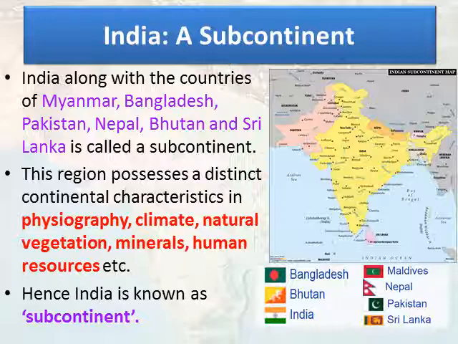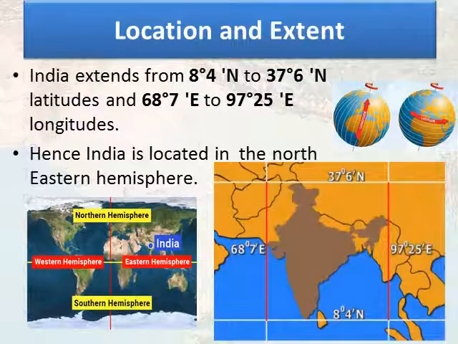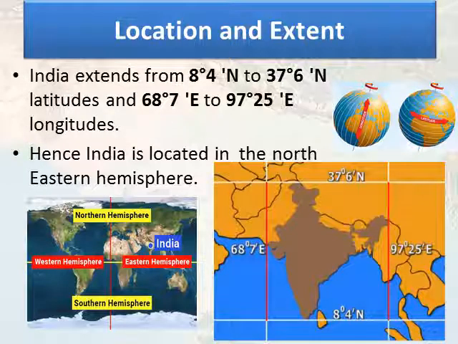Now, let us learn the location and extent of India. You know, children, any place on the world map can be located by means of latitudes and longitudes. Latitudes and longitudes are a system of lines used to describe the location of any place on Earth. Lines of latitude run in an east-west direction across the Earth, and lines of longitude run in a north-south direction. These are just imaginary lines.